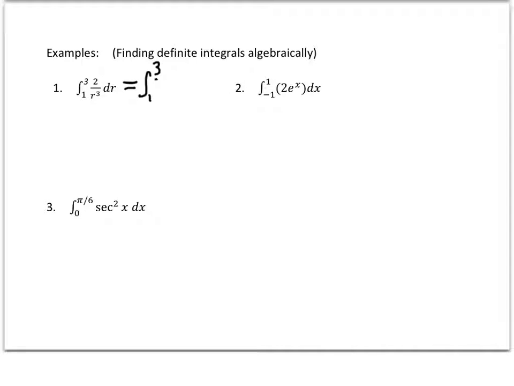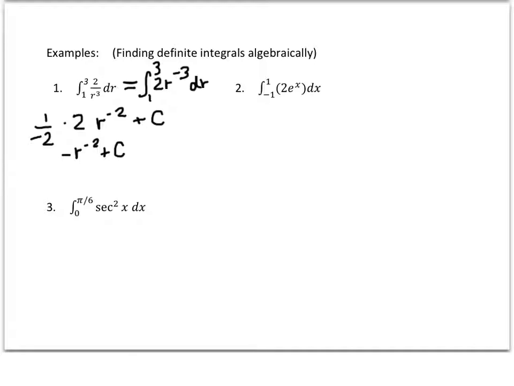This one I need to rewrite as a power function, r to the negative 3 dr. I'm going to integrate first. The 2 will come along. Add 1 to the power. Divide by the new power. I'm going to go ahead and write plus c. We'll talk about what happens to the c in this setting. So my indefinite integral, or my antiderivative function, turns out to be negative r to the negative 2 plus c.